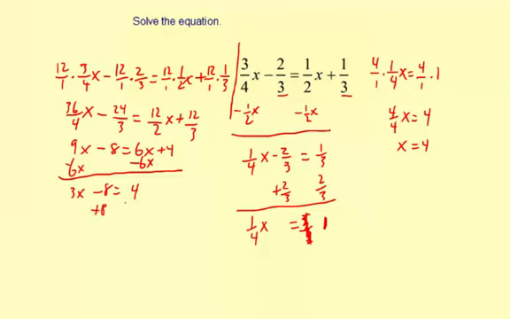Now we're going to add 8 to both sides. So 3x equals, because negative 8 plus 8 is 0, there's nothing left there, 4 plus 8, which is 12. Divided by 3. X equals 12 divided by 3, which is 4. So we got x equals 4 two different ways.